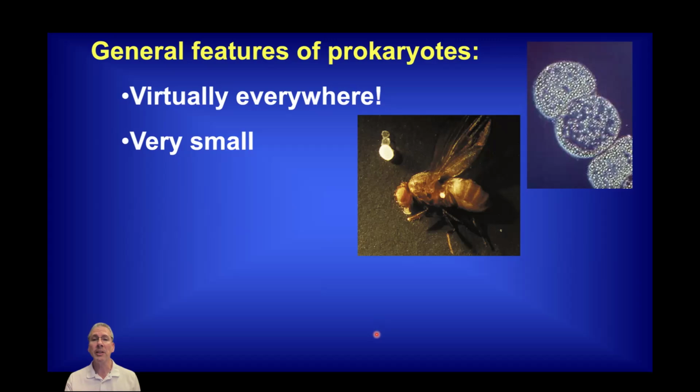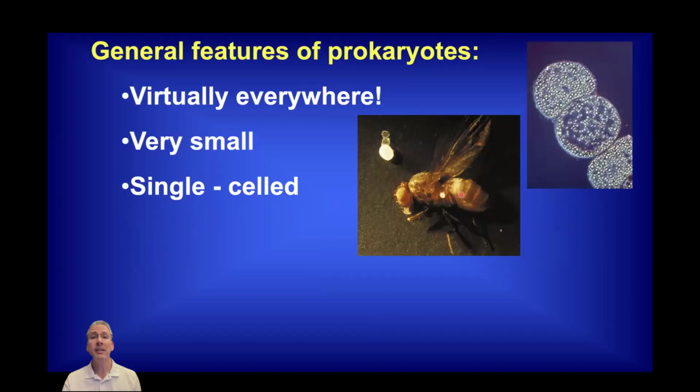If you look up on the screen, you see a fruit fly, and that white structure that you see, that's actually a single bacterial cell. So this is called Thiomargarita. It's a giant among prokaryotes. But again, for the most part, most prokaryotes are indeed much smaller than that.